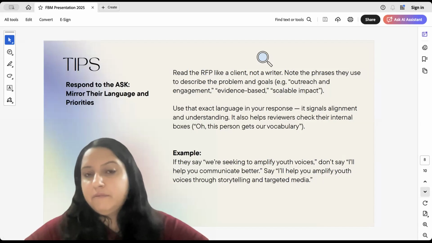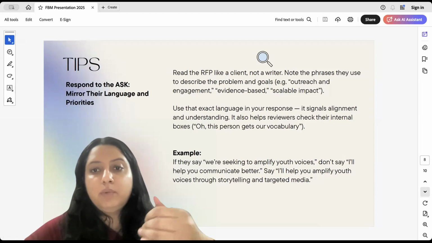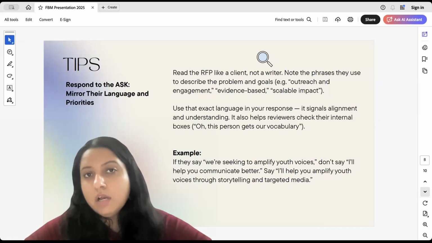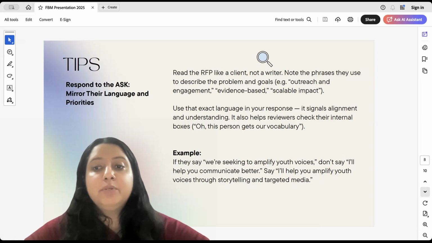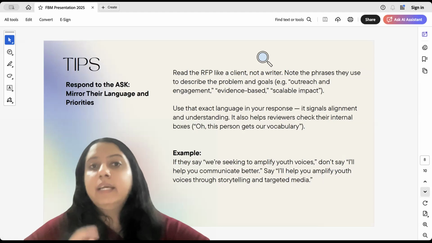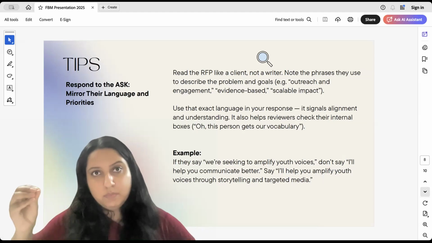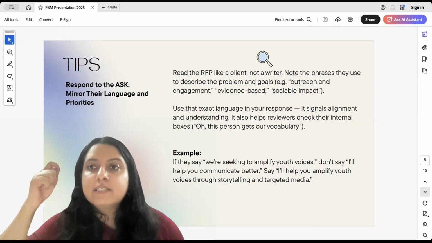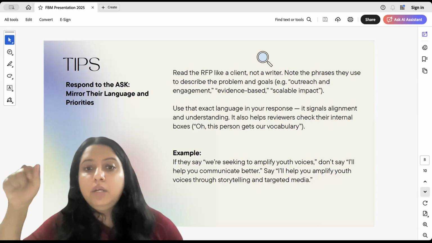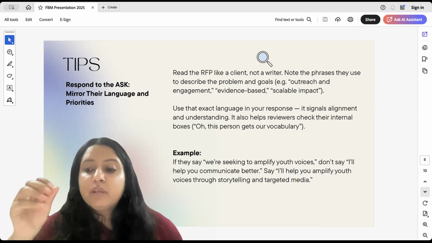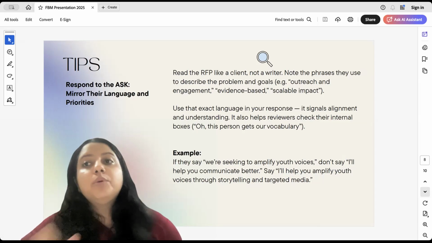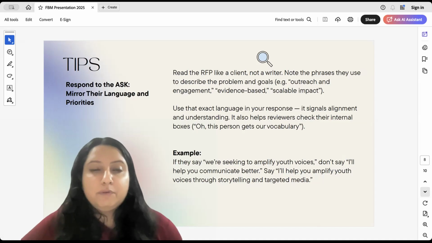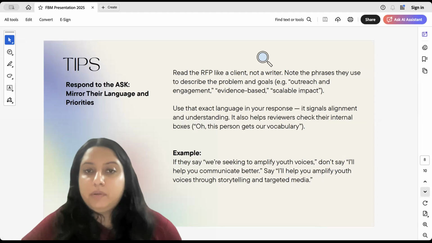An example here I've mentioned is that if they are saying we are seeking to amplify youth voices, you shouldn't say that I'll help you communicate better. You should say I'll help you amplify youth voices through storytelling and targeted media. So what this response has done is, A, it has spoken directly to what they are looking at in terms of their mission, but also you have given them actionable points. You've told them how you do it, and that sort of insight and peek into your process is very important.